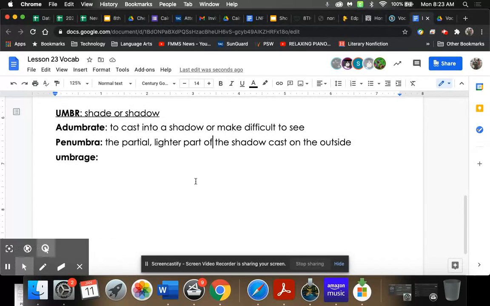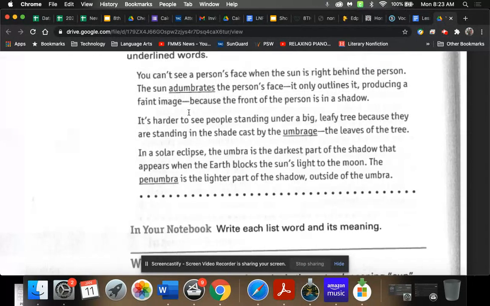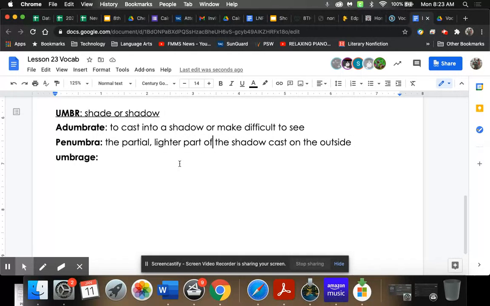This last one is umbrage. It says it is harder to see people standing under a big leafy tree because they are standing in the shade cast by the umbrage, the leaves of the tree. Okay, so there's actually 2 definitions of umbrage. The first one is shade provided by the foliage of trees or other objects, foliage or leaves, okay? So that's one definition.